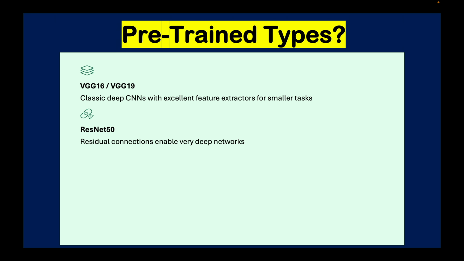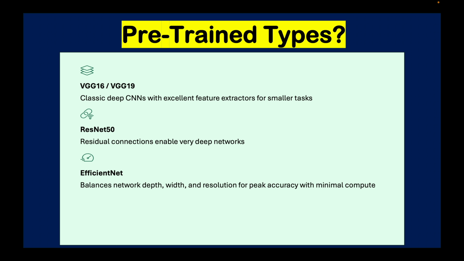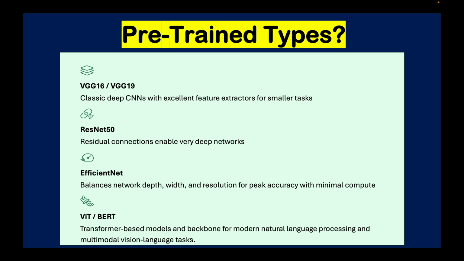Residual networks. It is famous for introducing skip connections, allowing networks to go hundreds of layers deep without vanishing gradients. EfficientNet. It balances network depth, width, and resolution for peak accuracy with minimal computation. Transformers like BERT, GPT, and CLIP are the backbone for modern natural language processing and multimodal vision-language tasks. So these are some of the popular pre-trained models.